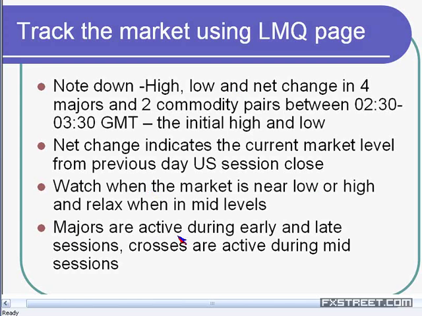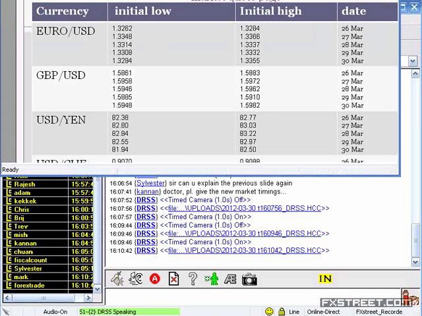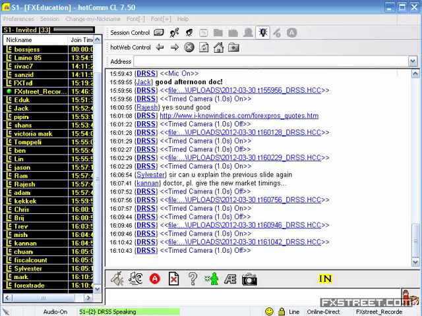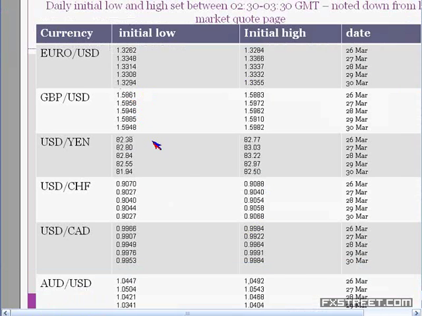And as I explained, the majors are active during the early and the late sessions. The crosses are active during the mid sessions. So we have to identify what sort of moves they are trying to make. Before that, we need to know what initial lows and highs they have set for today to identify the type of moves. So let me focus the camera on the initial low and the highs noted down today.